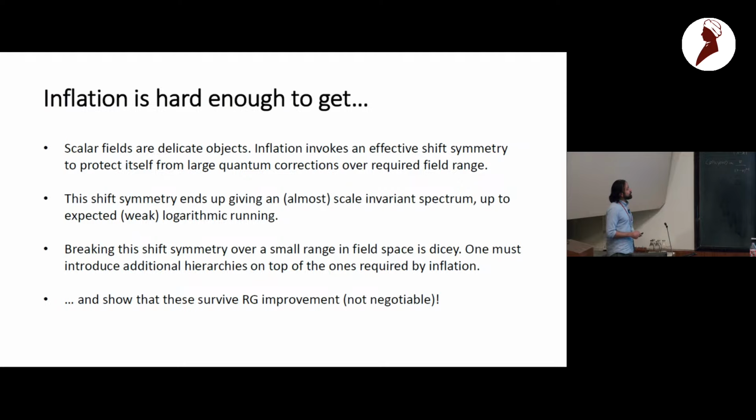And if you're looking at something from a model building point of view, it's this shift symmetry that protects inflation, and that's what's giving us this almost scale invariant spectrum, except up to an expected and weak logarithmic running. Nice. Breaking this shift symmetry over a small field range is dicey, because you have to introduce additional hierarchies on top of the one already required by inflation, which is hard enough to preserve. And you have to show that these survive RG improvements. It's not negotiable.